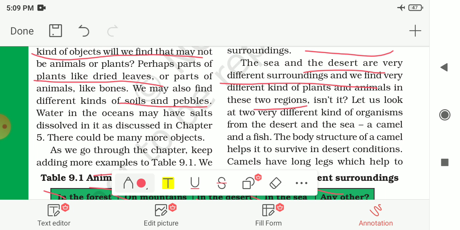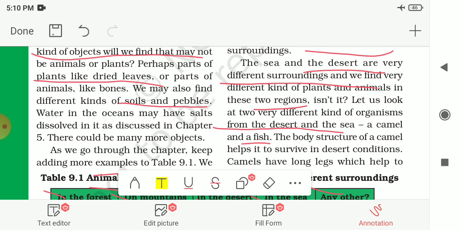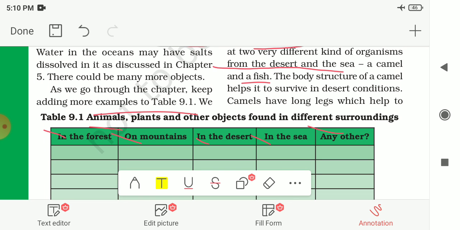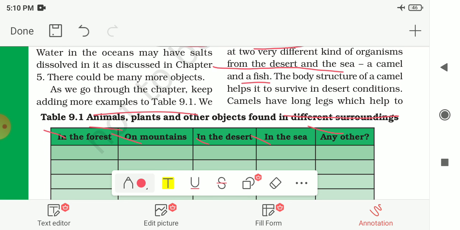Let us now look at two very different kinds of organisms from the desert and the sea. The organisms are also different according to the different regions, like a camel and a fish. A camel from the desert region and a fish from the sea region. So the body structure of a camel helps it to survive in the desert condition. How can the camel survive in the desert condition? So the camel has some special features by which it can survive in the desert regions.